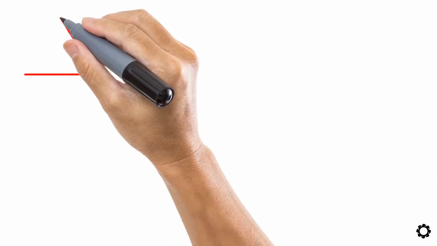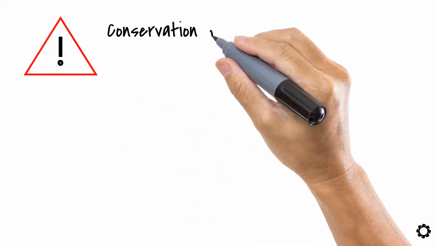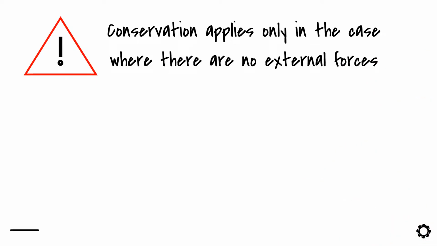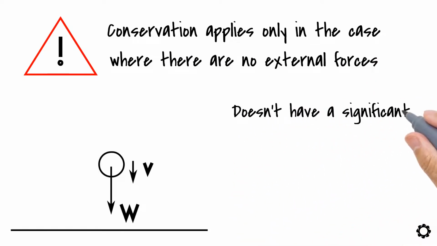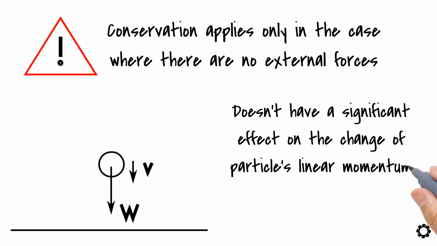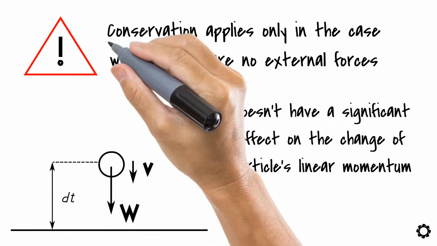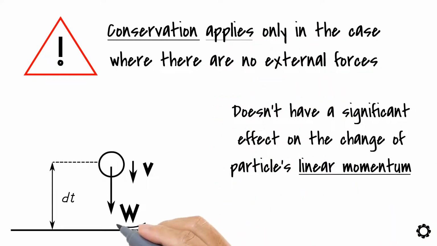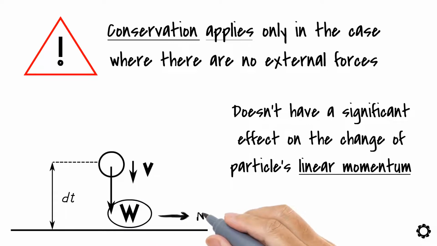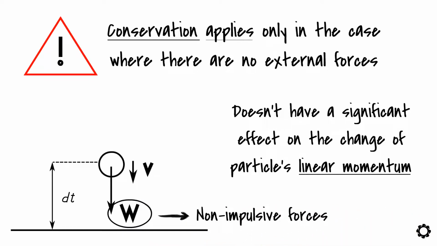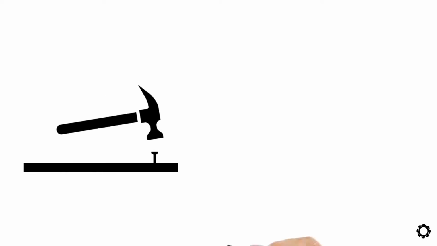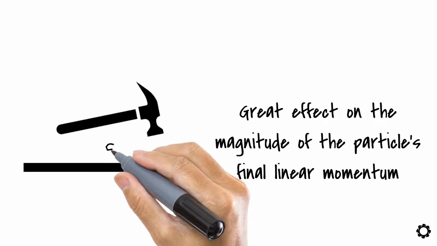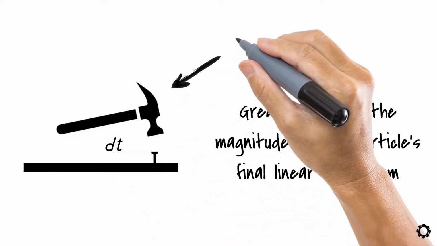It is important to keep in mind, however, that the conservation applies only in the case where there are no external forces. Of course, if the external force doesn't have a significant effect on the change of the particle's linear momentum during the short period of time, then the conservation of linear momentum also applies. We call these types of external forces, in this case, non-impulsive forces. On the other hand, if the external force has a great effect on the magnitude of the particle's final linear momentum during the short time period, then it's called, instead, impulsive force.